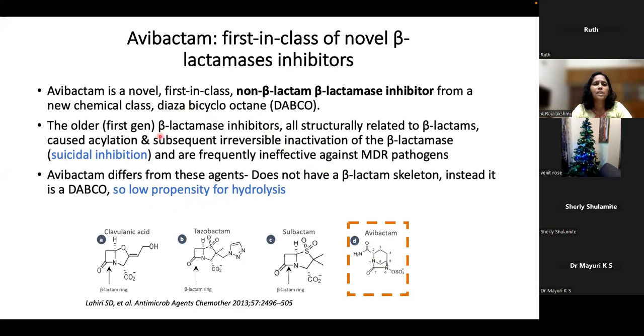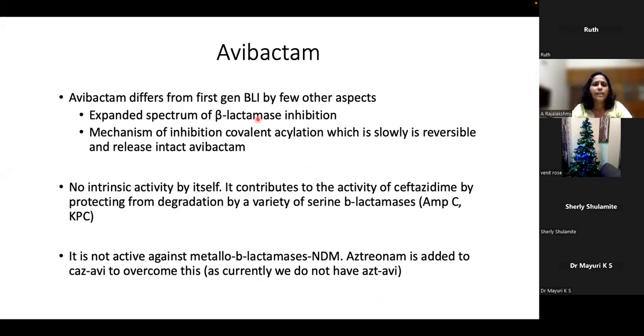For the first generation inhibitors, when they attach to the bacteria's enzyme, they get destroyed. It's called suicidal inhibition. But avibactam has a low propensity for hydrolysis, and it binds and keeps acting. So it has an expanded spectrum, covering more of the resistance caused by beta-lactamases, more enzymes. It binds by covalent acylation, which is slowly reversible, and it continues to act. It doesn't have any intrinsic activity.